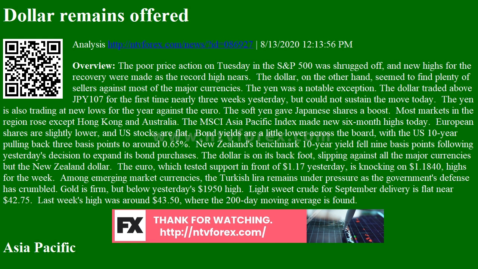Among emerging market currencies, the Turkish lira remains under pressure as the government's defense has crumbled. Gold is firm, but below yesterday's $1,950 high. Light sweet crude for September delivery is flat near $42.75. Last week's high was around $43.50, where the 200-day moving average is found.